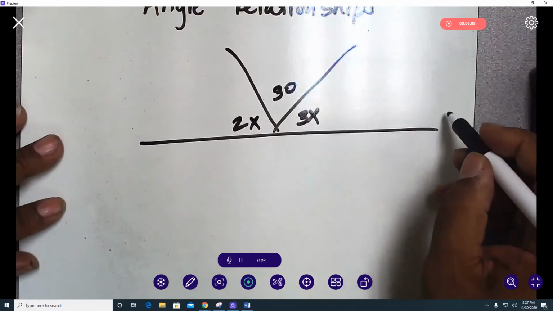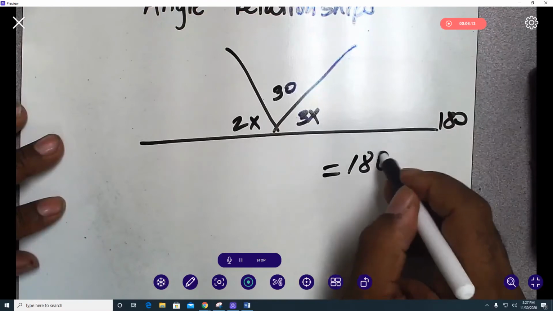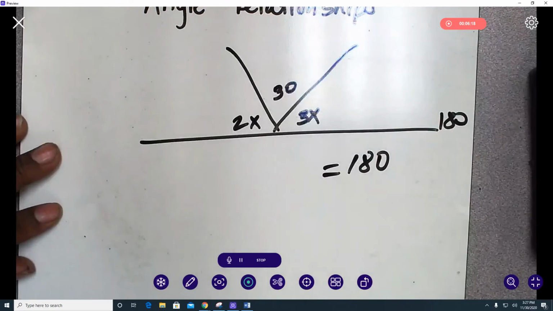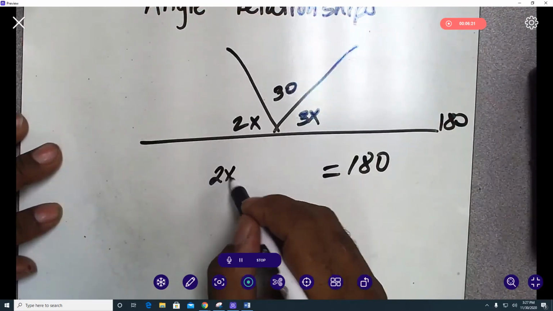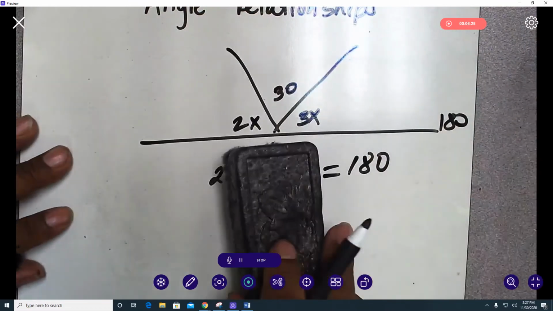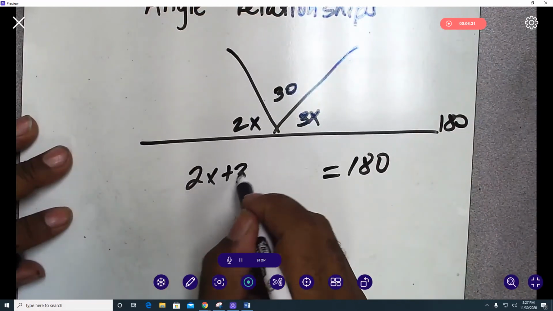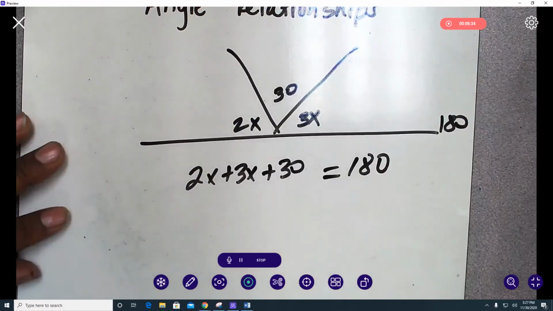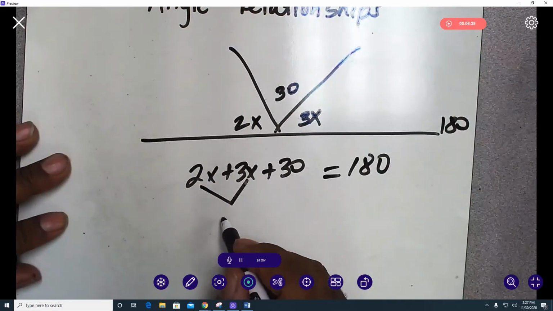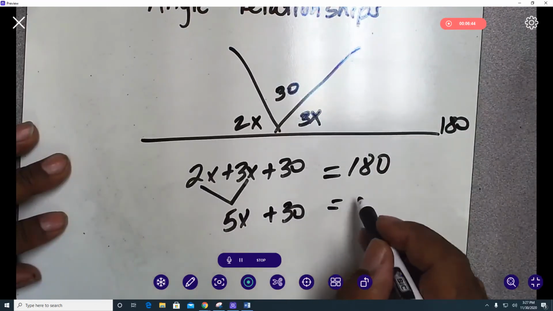Now remember, the degrees of a straight line is 180 degrees, so we know that 180 goes on one side of the equation. And we know that these added up equal 180. So 2x plus 30 plus 3x, let me write, 2x plus 3x plus 30 equals 180. I need to combine these. 2x plus 3x is 5x. Bring this down, plus 30 is equal to 180.